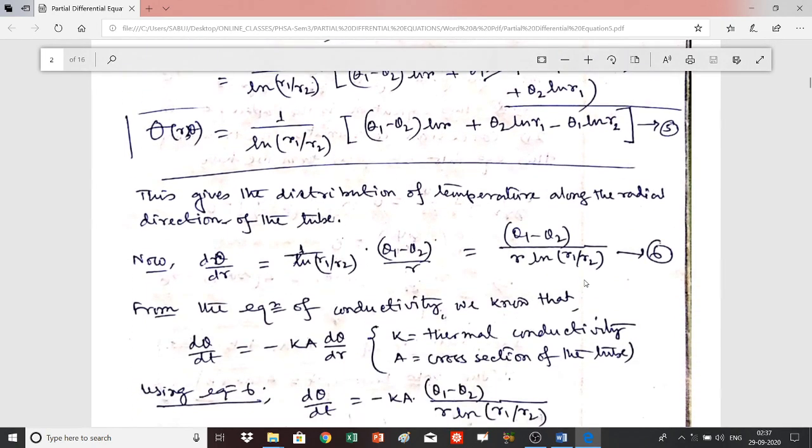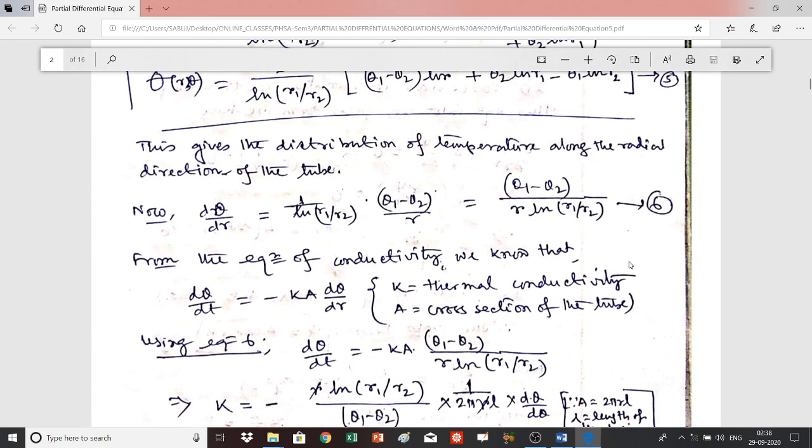This gives the distribution of temperature along the radial direction of the tube. Now we are here to find the value of d theta by dr. The common term is 1 by log R1 by R2, and only the term with log R will contribute, that is theta 1 minus theta 2, and differentiation of log R gives 1 by R. That is equal to theta 1 minus theta 2 by R into log R1 by R2. This is equation number 6.